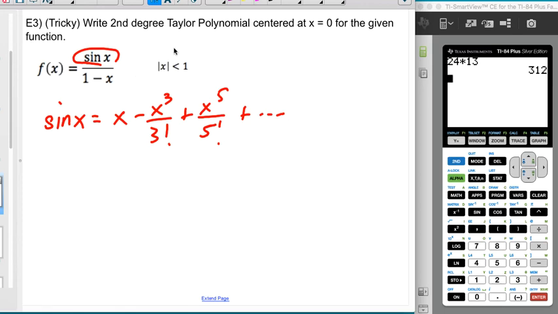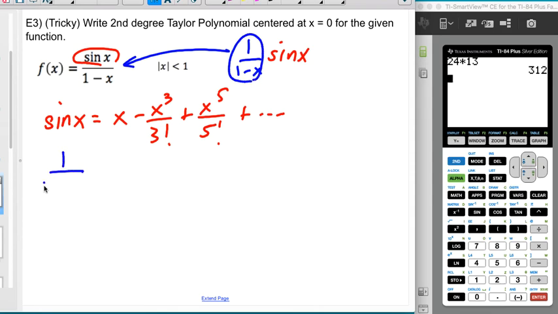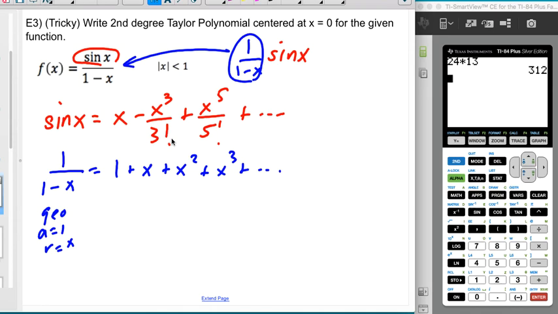We know the series, so if I rewrite this for a second, if I rewrite this as 1 over 1 minus x times sine x, because that's what this is, we also know the series for this. The series for 1 over 1 minus x is a geometric series where a is 1 and r is x, right? Because it's a over 1 minus r. So this is 1 plus x plus x squared plus x cubed, and so on. So what you're essentially doing is multiplying the blue series times the red series.